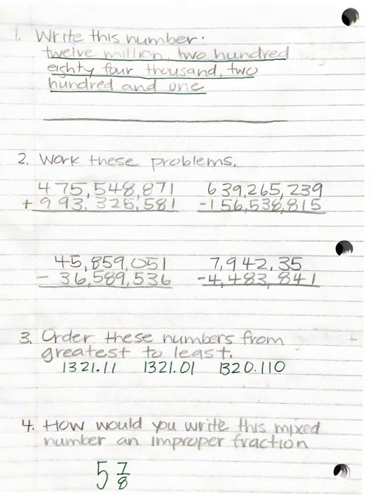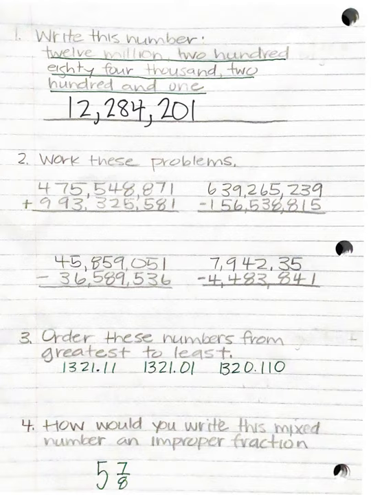It says write this number: 12,284,201. All right, so we are going to write 12,284,201 is what you should have for number 1. Now let's go ahead and look at number 2.